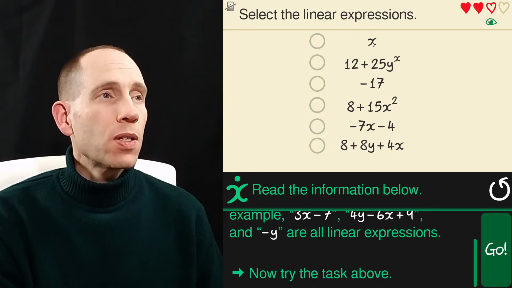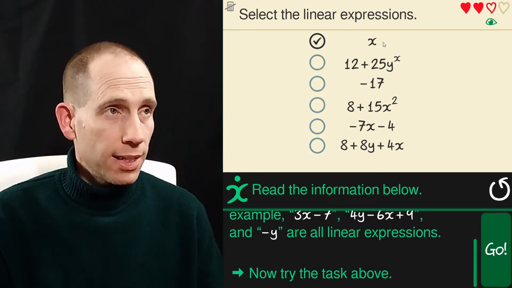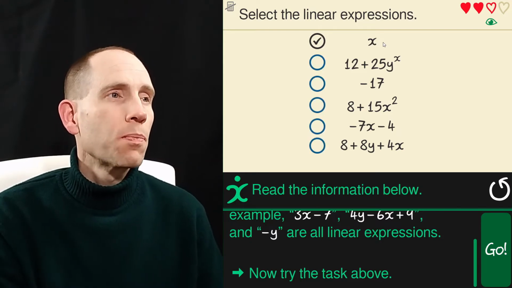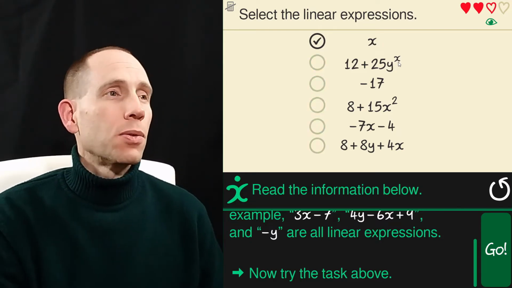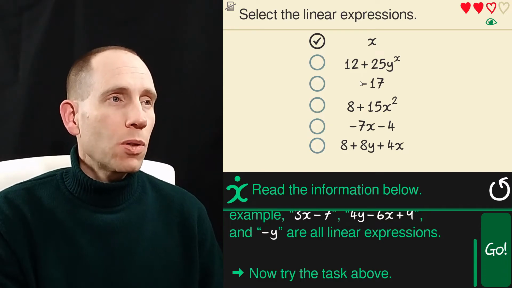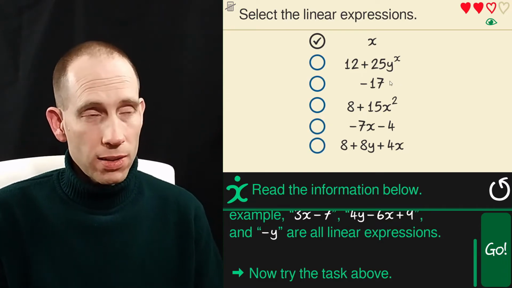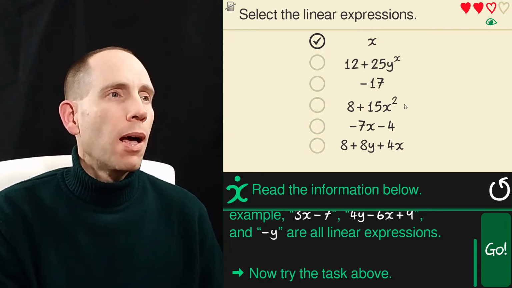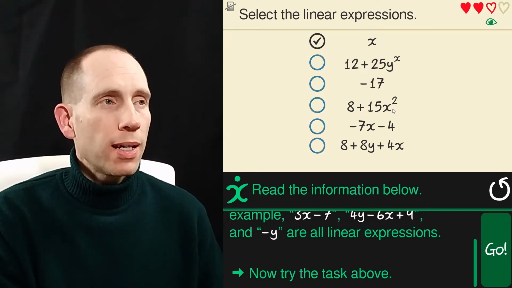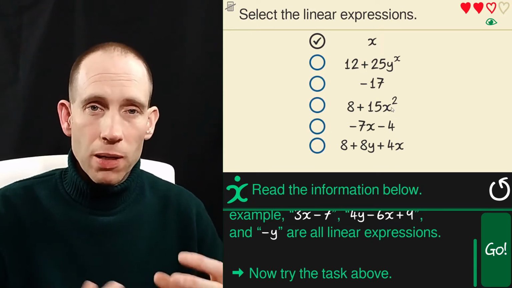Okay, so the first one there, that's just an x, that's a linear term, so that's a linear expression. Second one has got a y to the power x, that's not linear at all, so not that one. Third one, minus 17, that's just a constant, so no x in there. And this one's got x squared, so that one's not linear because it's x multiplied by x.